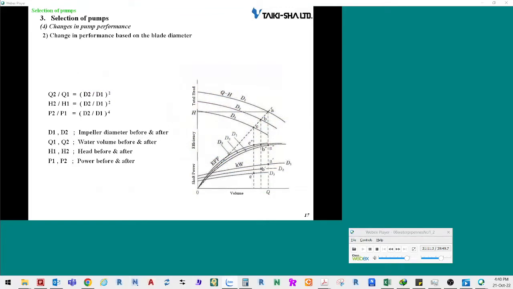Changes in performance based on the blade diameter. If the blade diameter of the general volute pump is changed, the quantity of water and pump head change in proportion to the square of the change in the blade diameter. In addition, the pump power changes in proportion to the fourth power of the blade diameter. If you change the blade diameter, you will get various kinds of pump performance.